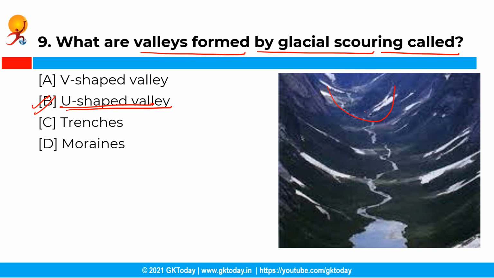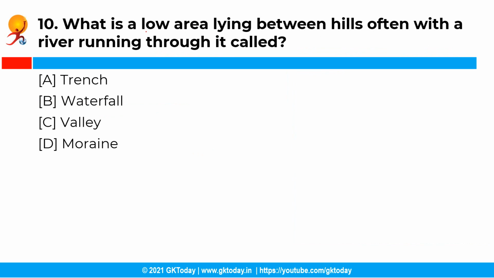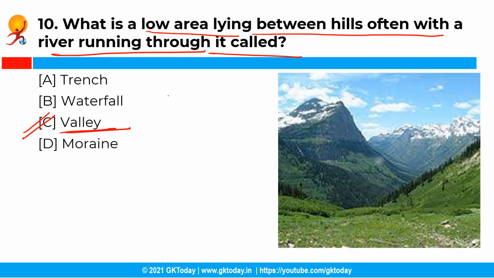Now the next question is, what is the low area lying between hills, often with a river running through it, called? So you have the following options and the correct answer is option C, that is valley. See, a valley is a low area lying between hills and often with a river running through it, and it is also called a dale, and it is the depression that is longer than it is wide.